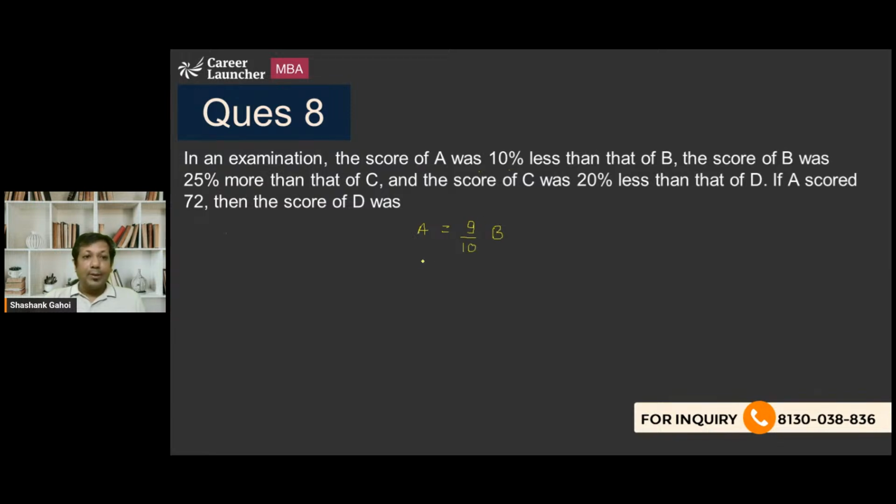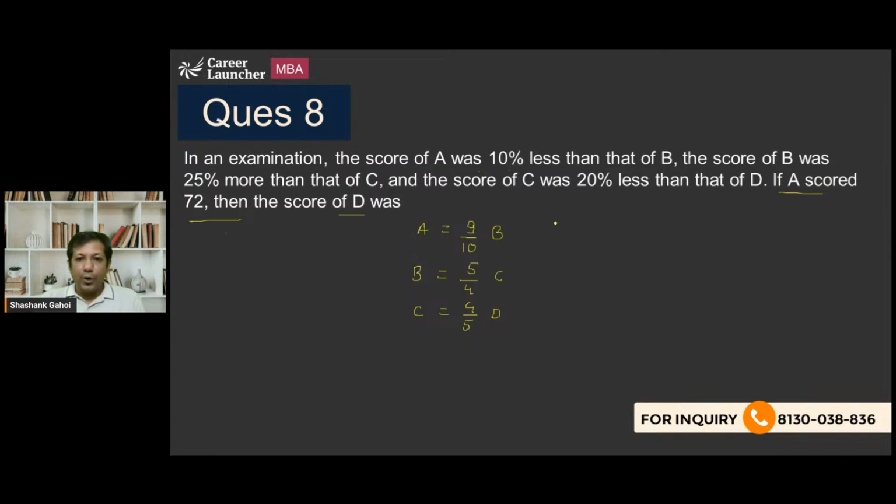Okay. Now B's score was 25% more than C. It means B's score was 125% of C. So 125% I can say is 5 by 4 of C. Okay. And the score of C was 20% less than D. So C's score was 80% of D. So 80% I can say 4 by 5 of D. Now the question is saying A's score is this. What is the score of D?